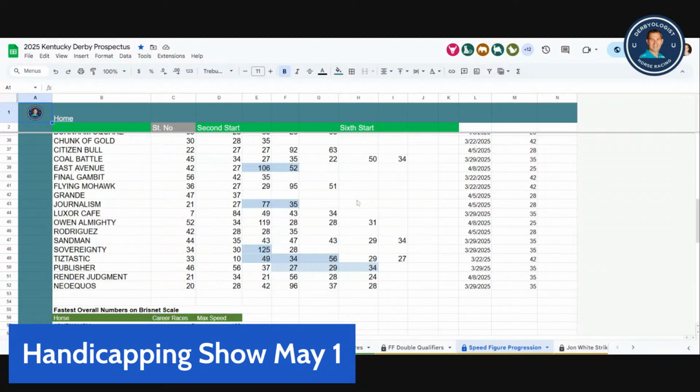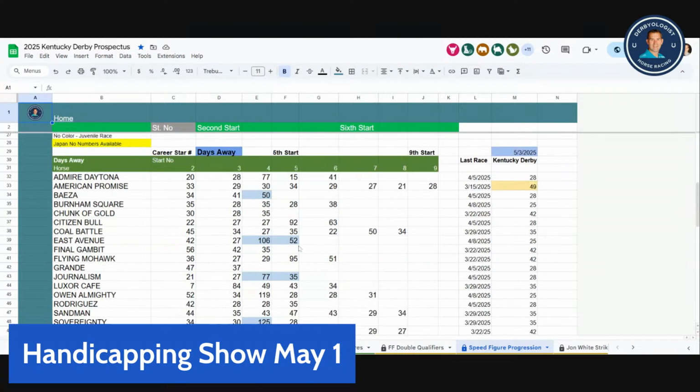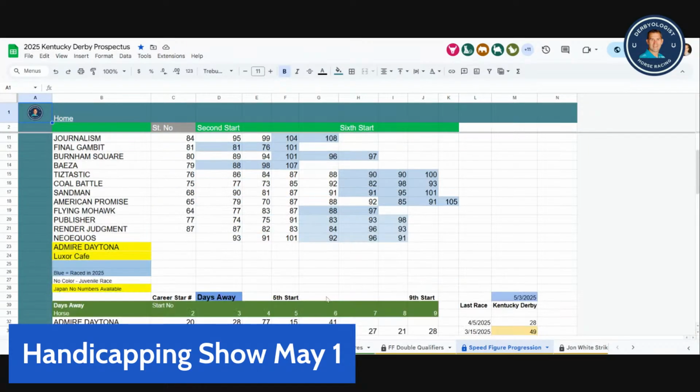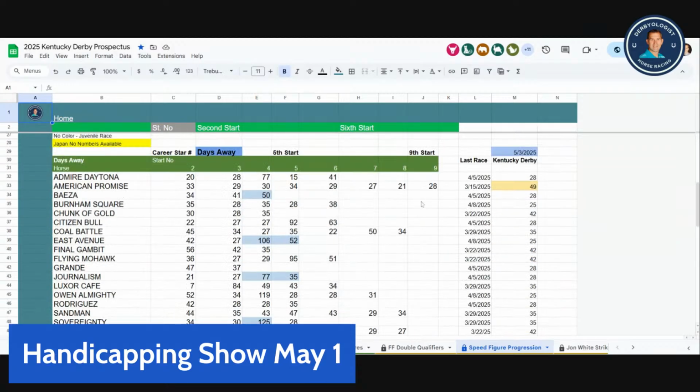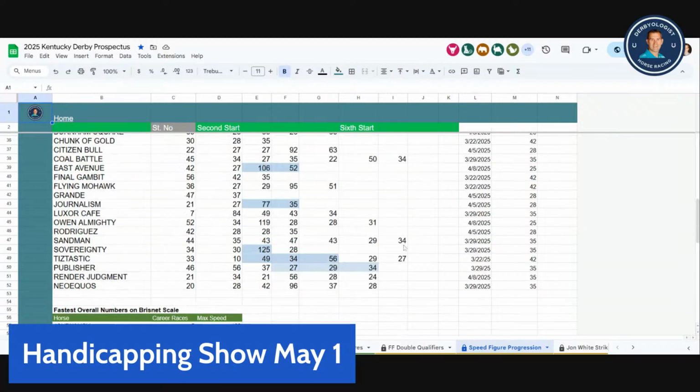Now, a horse that's sitting on a good pattern is East Avenue at 100 days off, then 52 days off. Now they're tightening the screws, only 25 days off. Flying Mohawk, 95 days off, 51 days off, now only 42 days off. Sandman's ran a bunch of times, but he had a couple of nice 40-day breaks. Then he hit the 43 days off, which gave him a 91. Then he kind of picked it up the last time when he had a little bit less days off, 34. Now, again, right around 25 to 30 days off is a good time frame for a lot of trainers.